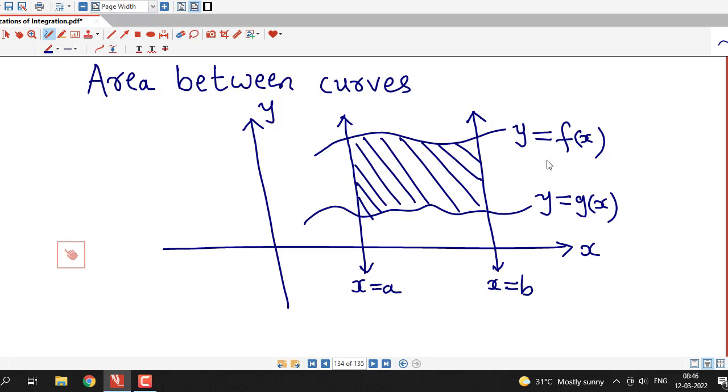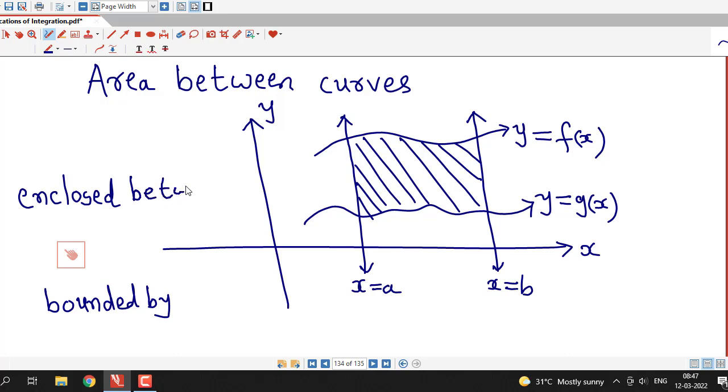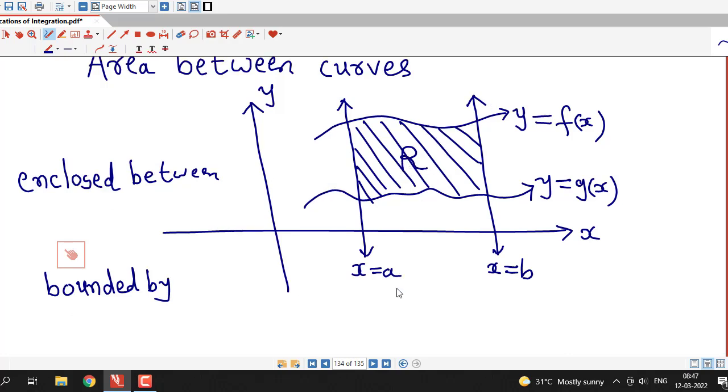Area bounded by these four curves y equal to f(x), y equal to g(x), x equal to a and x equal to b, or we can say that area enclosed between these curves. So sometimes they can write area bounded by given curves, or they can write area enclosed between given curves. So both are same thing. So how to find out area of this region R using definite integral?